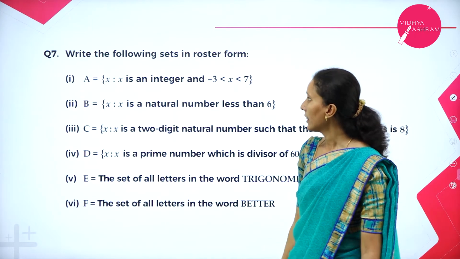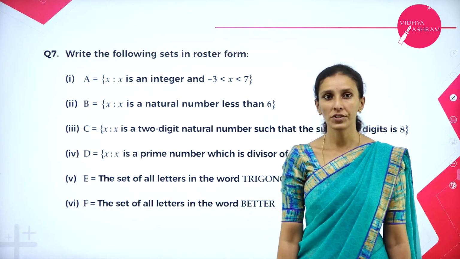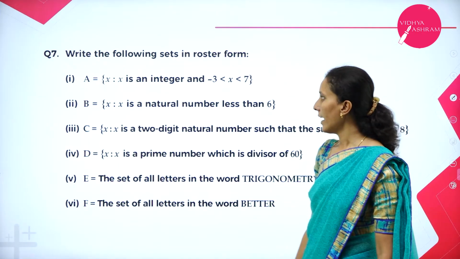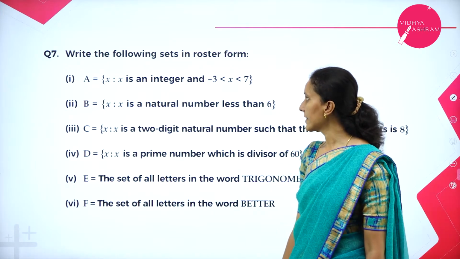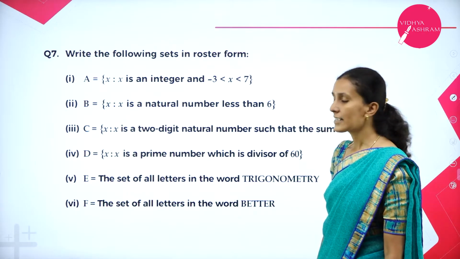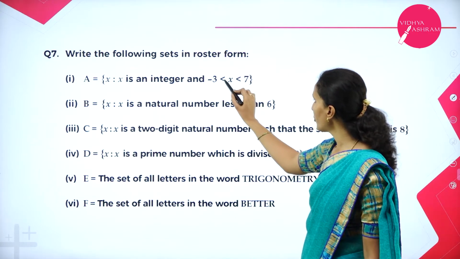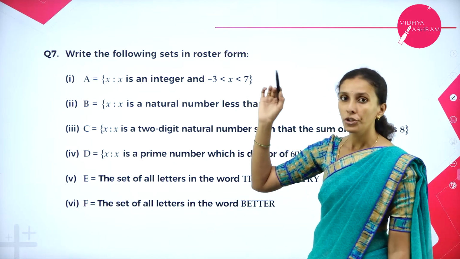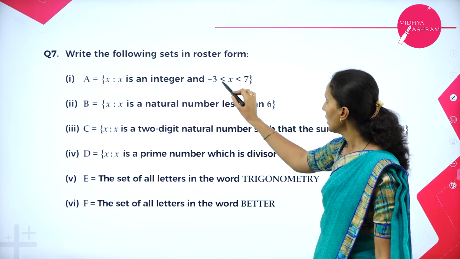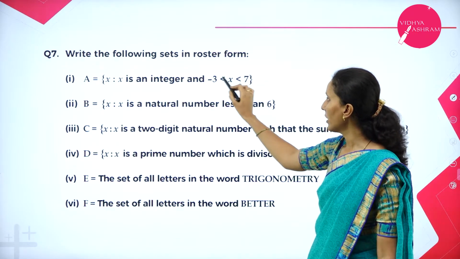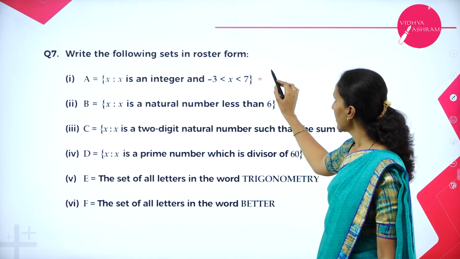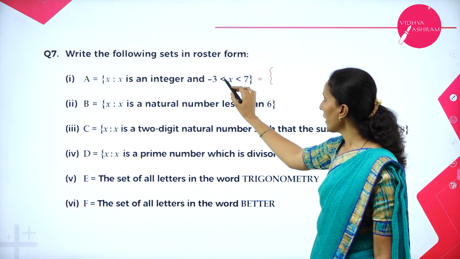Next, write the following sets in roster form. A = {x such that x is an integer and lies between 3 and 7}. I said when you have the strictly less than symbol, you are not going to include the numbers which are given here. So the set here is, between 3 and 7.